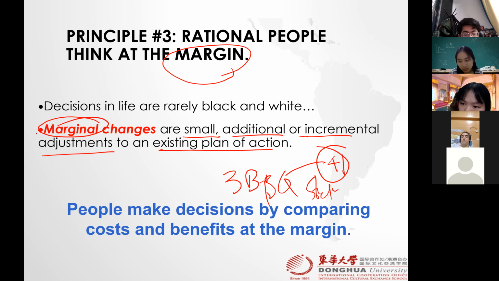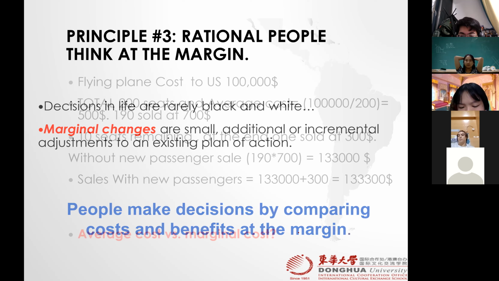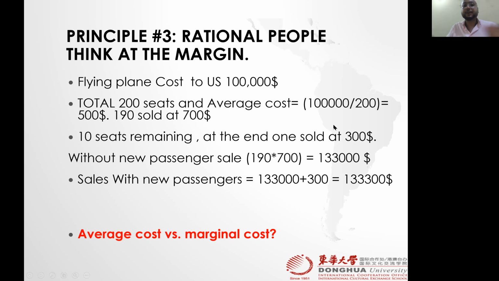Okay, so now let's understand the meaning of rational people think at margin. The rational people are those who look for alternatives and buy the best one, but their decision would be on margin. So people make decisions by comparing costs and benefits at margin. So we have an example here for the margin. Let me minimize this window here.